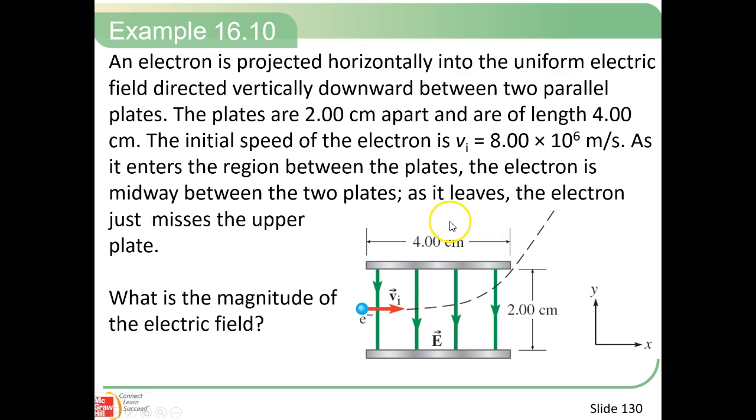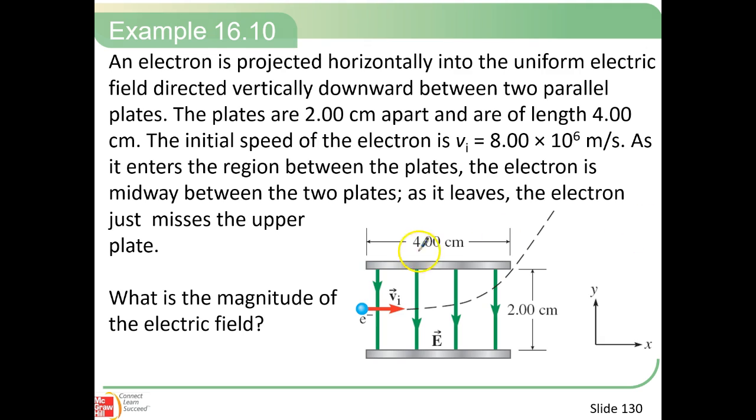This one, we have an electron is projected horizontally into a uniform electric field. That electric field, you'll notice, is pointing down between two parallel plates. The plates are 2 centimeters apart, and they have a length of about 4 centimeters. The original speed of that electron is 8 times 10 to the 6th, and as it enters the region between the two plates, it's midway between the two, and as it leaves, the electron just misses this plate here. They want us to try to figure out what the magnitude of the electric field is.